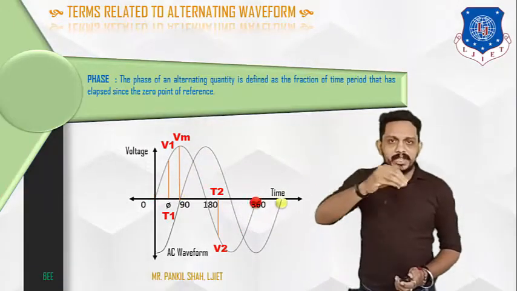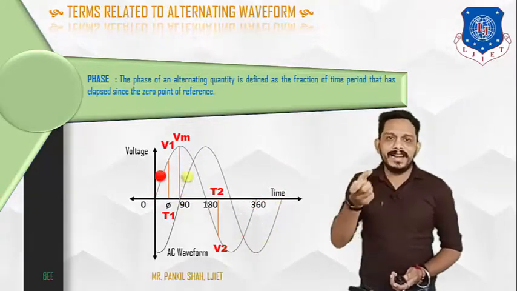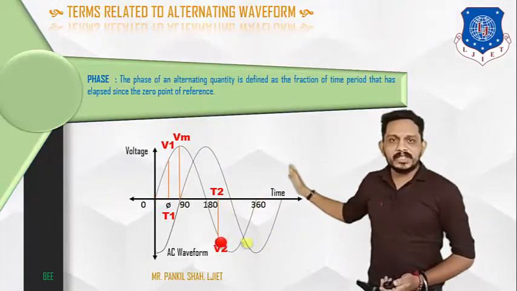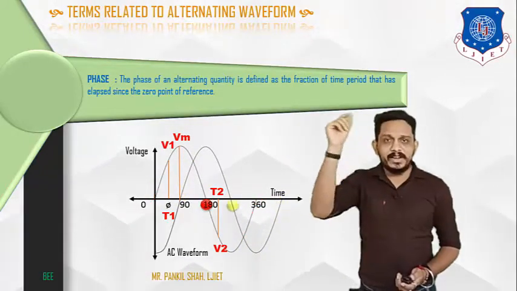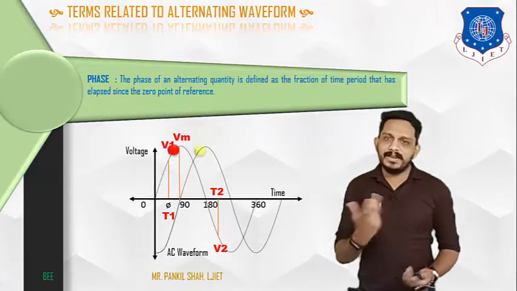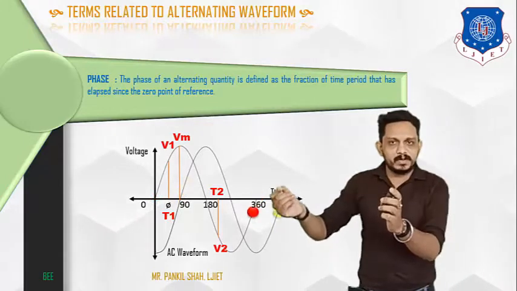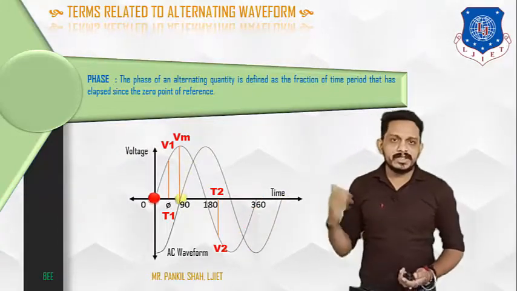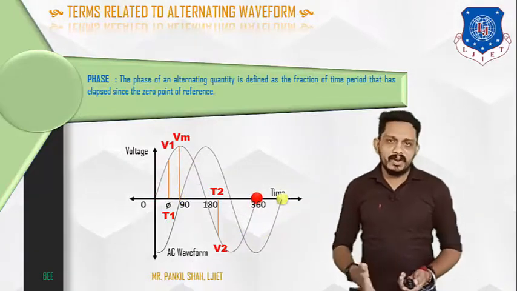So the phase of a quantity is defined by the time period that has elapsed since the 0 point of reference has passed. The phase of the voltage v1 at that instant t1 is 5 degrees. The phase at the maximum value Vm is 90 degrees, because from 0 degrees it has rotated by 90 degrees, the time has elapsed by 90 degrees. So the maximum value has a phase of 90 degrees. That was the definition of phase. You can find the phase at any point of any alternating quantity.